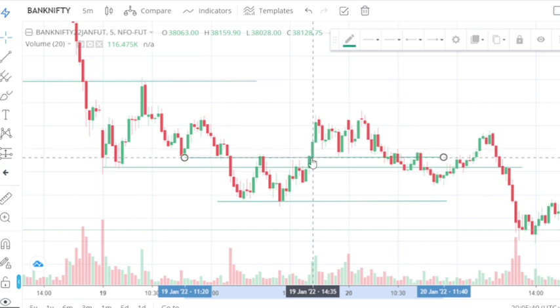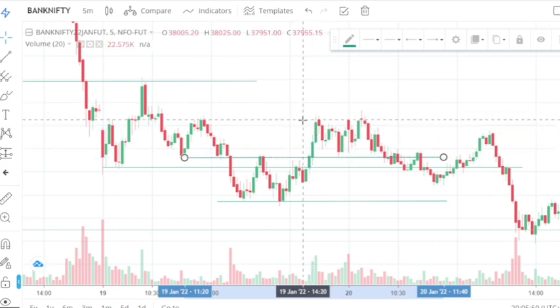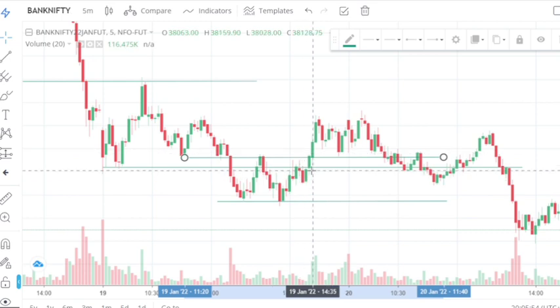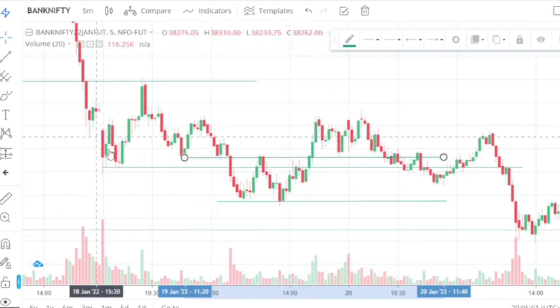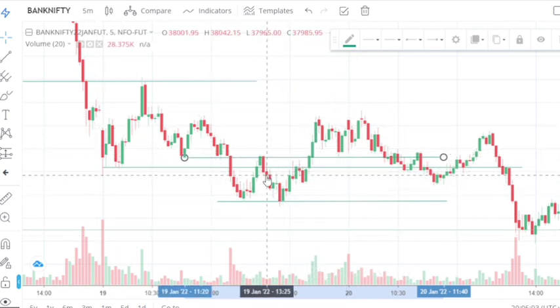So from this level, 38,661, how much will we get? 38,200 means more than 140 points in Bank Nifty, which means 40-50 points easily in options. During this momentum, premium is increasing very fast in the call. So this is a good way. If we get 2-3 trades, it is more than enough for the day.